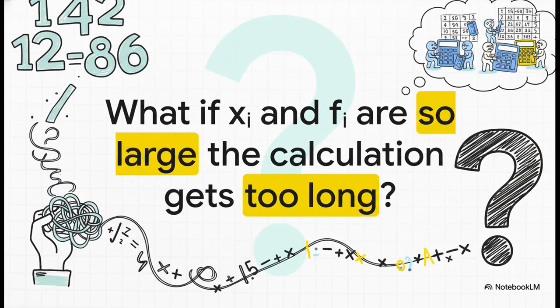Now, the direct method is awesome, but there's always a but, isn't there? What if the numbers were just massive? I mean, multiplying 17.5 by 2 is easy, but what if you had to multiply a class mark like 1,750 by a frequency of 800? The math would get really, really messy and take forever. So, is there an even easier way?